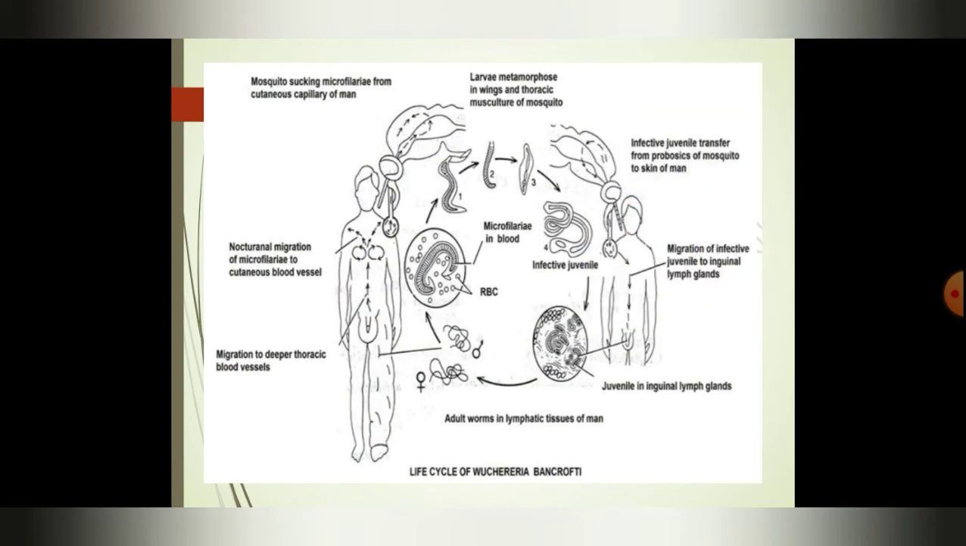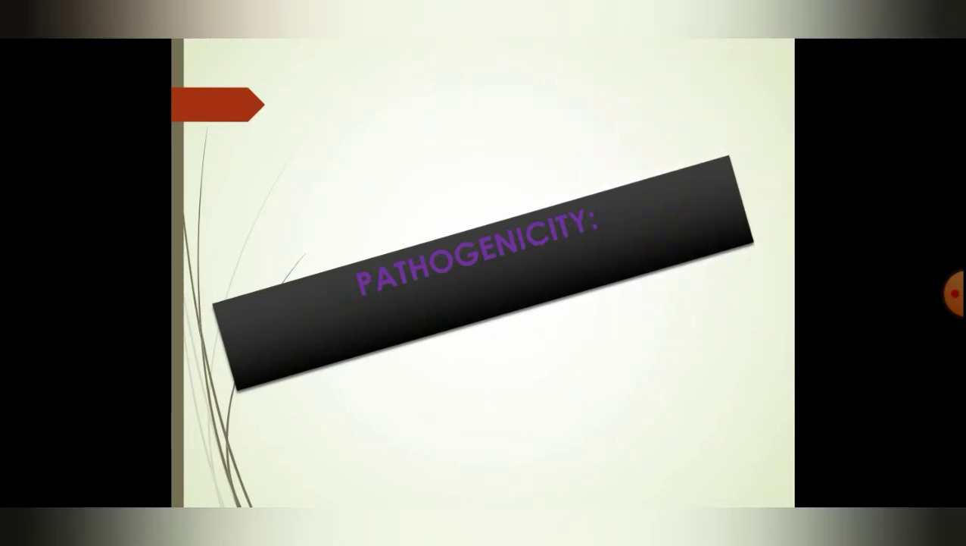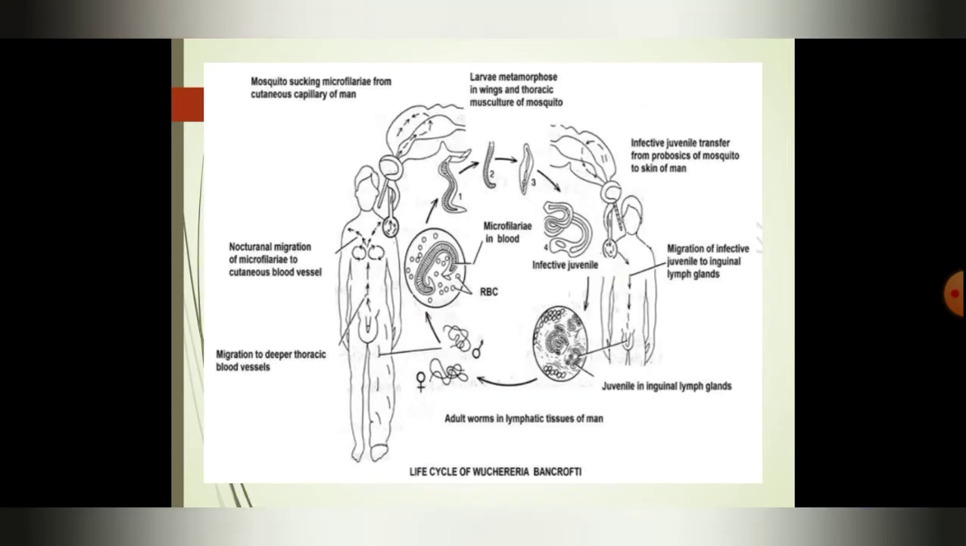From the mouth region, it will enter. Here you can see the larvae metamorphosing in the thoracic musculature of the mosquito.